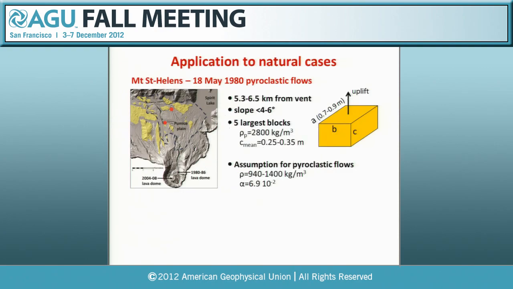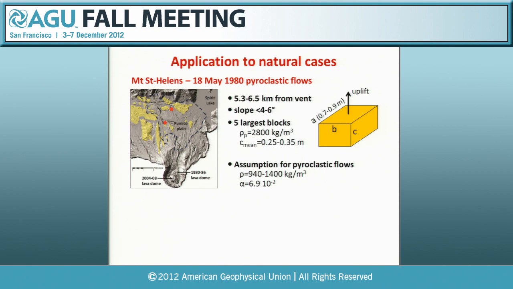So now let's come back to the field and consider the pyroclastic flows at Mont Saint-Hélène. We consider two outcrops here at these distances from the vent, where the local slope is very small. And we assume that blocks from the debris avalanche deposits were uplifted and entrained. Field measurements show that these blocks, which we assume have a simple shape of a parallelepiped, are undesigned, and the mean value of the shortest axis of these blocks is 25 to 35 centimeters.